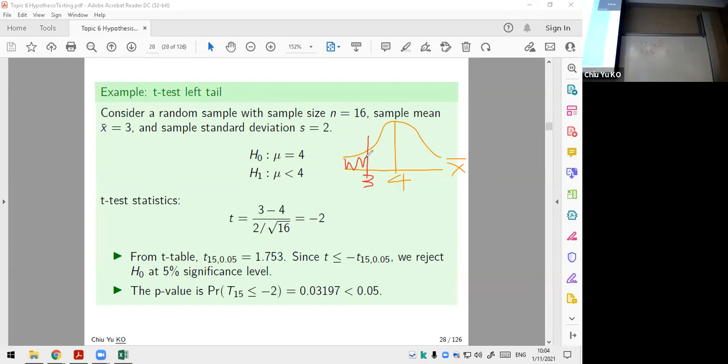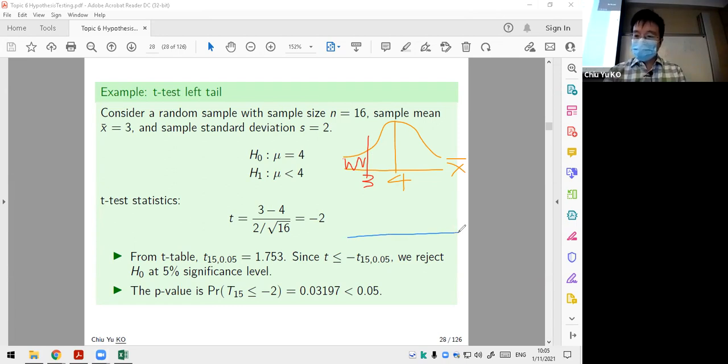Of course, if you reject at 1%, it implies 5% and 10% as well. But if you reject at 5%, you may not reject at 1%. That is certain thing you want to keep in your mind. Now what we want to do is to check whether the red area is less than or more than 5%, compared to the p-value.